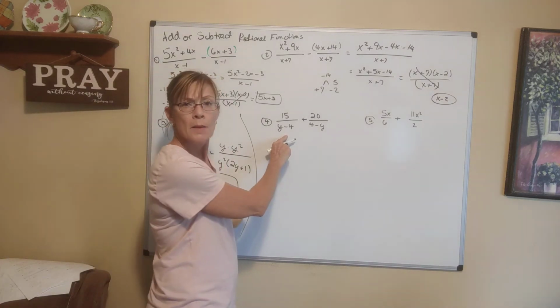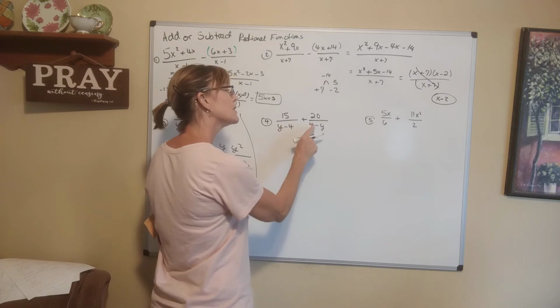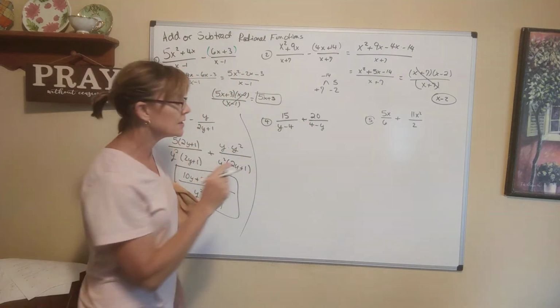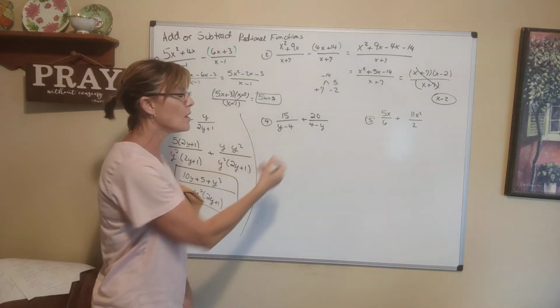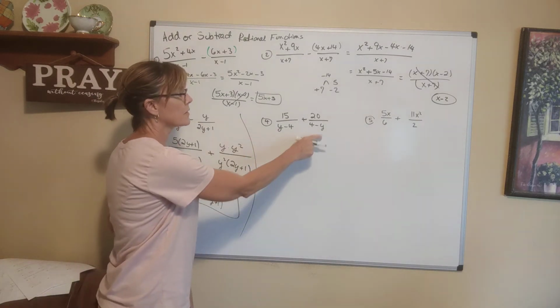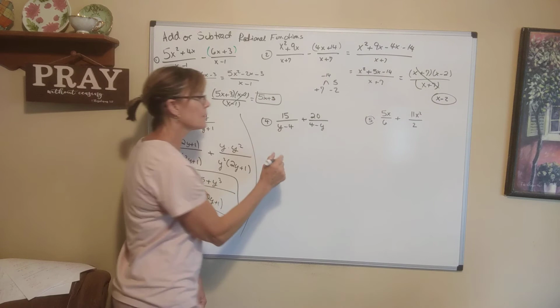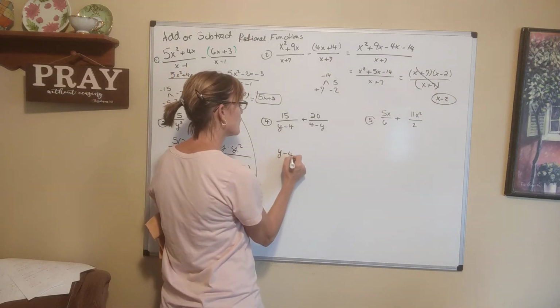All right, let's look at number 4. This denominator is y minus 4. This one's 4 minus y. These are almost the same. So when they're just different by a factor of -1, you just pick one that you want it to be, either this one or that one. I'm just going to choose this one. I'm going to make both of these denominators look like y minus 4.